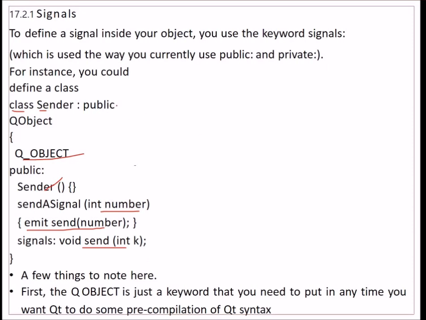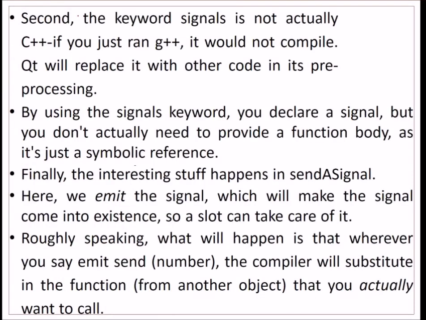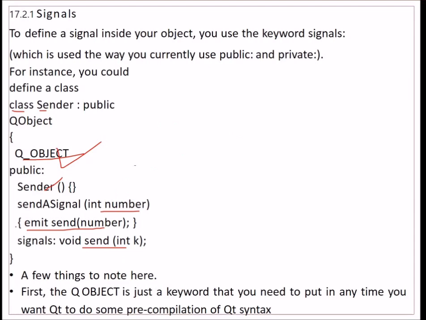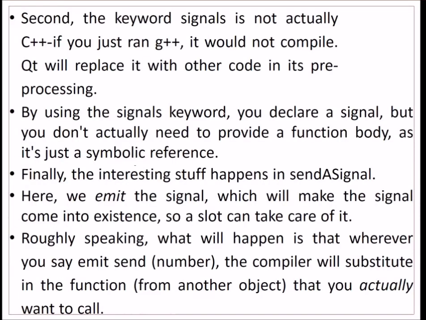So what is there to know about this? The first, Q_OBJECT, is just a keyword that you need to put in anytime you want Qt to do some pre-compilation of Qt syntax. Then we have the keyword signals. This is not actually C++, because if you ran GCC, it would not compile. Qt will replace it with something else during pre-processing. By using this signals keyword, you declare a signal, but you don't actually need to provide a function body, as it's just a symbolic reference.